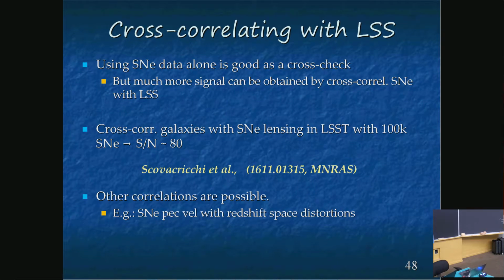Now, of course, this is only using the supernova data themselves. You can do much more, of course, if you cross-correlate it with LSS data, right? So there's this paper by Kovacs, Macaulay, I think Tamara Davis is also here, which they do, and they say that you can get some signal-to-noise of 8 if you do cross-correlation of LSST supernovae and the LSST galaxies. Okay.